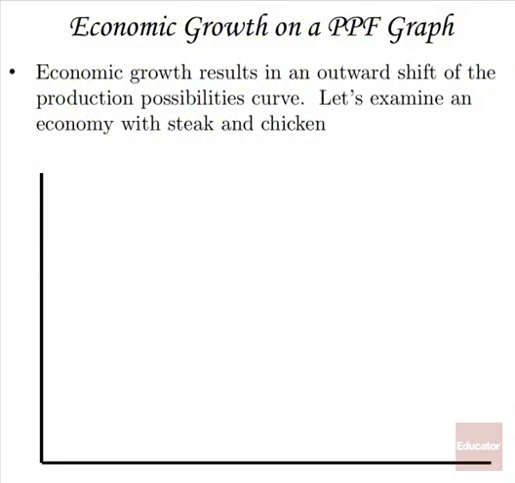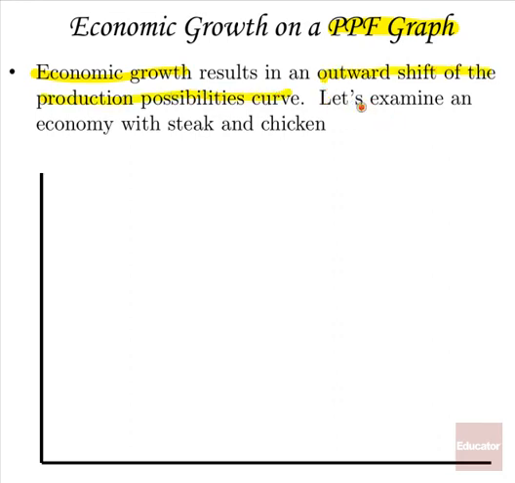So let's take a look at economic growth on a production possibilities graph here. So again, this is something that in the beginning of the unit we went over, production possibilities graph, and we're gonna use this to kind of show how economic growth is shown on a production possibilities graph. We're gonna look at how it's shown on aggregate demand, aggregate supply graph. But let's start off with the PPF graph here. So economic growth results in an outward shift of the production possibilities curve.